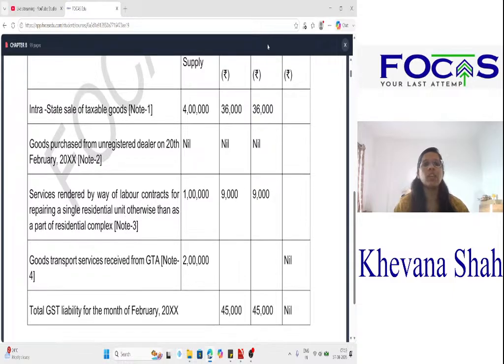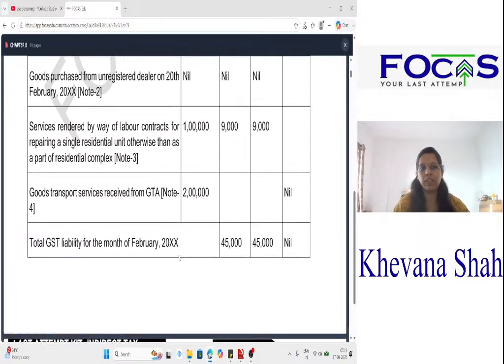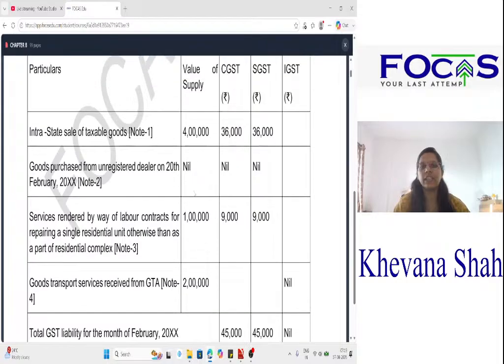Then you have services rendered by way of labor contracts for repairing a single residential unit, otherwise than as a part of residential unit, and the charges applicable for the same is 1 lakh rupees. On these 1 lakh also GST at the rate of 9% each will be leviable, CGST and SGST.